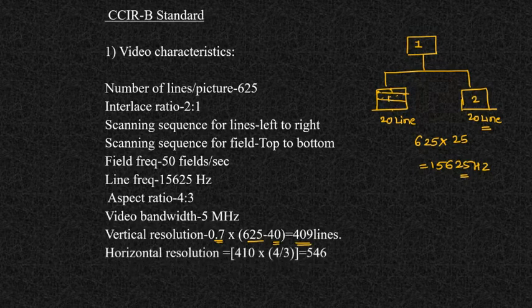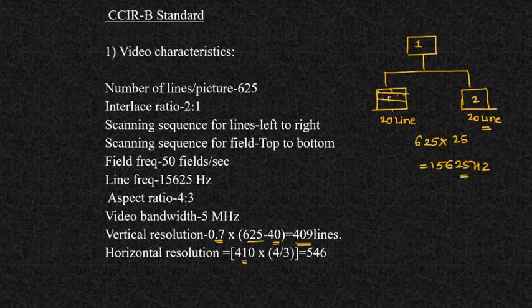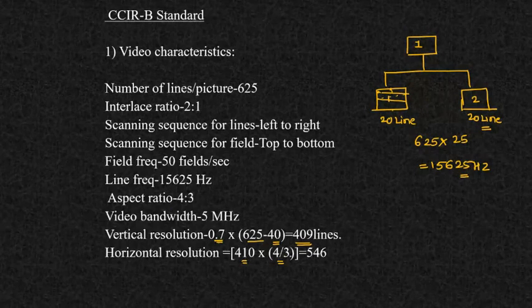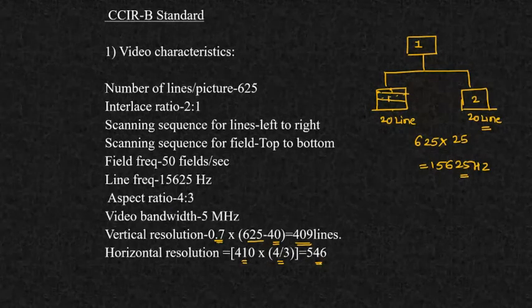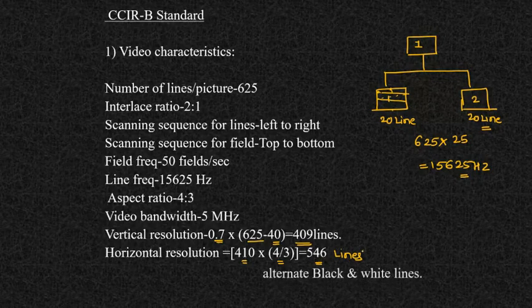What about the horizontal resolution? In this you just take that active or that vertical resolution VR line that is near about 401 or 410 into aspect ratio. You need to consider this aspect ratio which is 4:3. That's why 4/3. So what is the horizontal resolution? It's 546 lines. Okay, so this is your horizontal resolution. The next is nothing but the alternate black and white. We are right now talking only about the monochrome television.